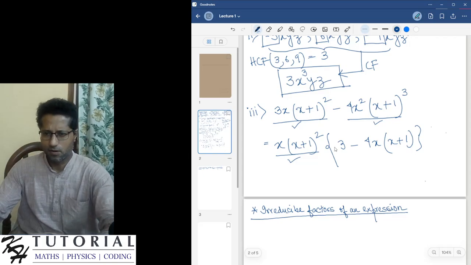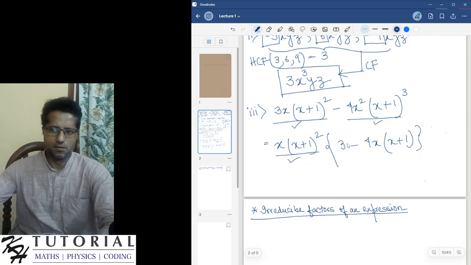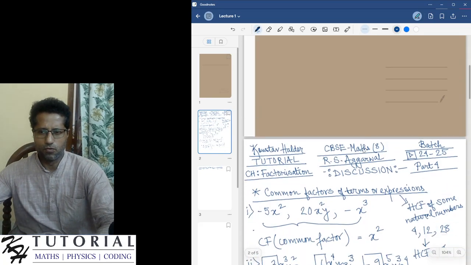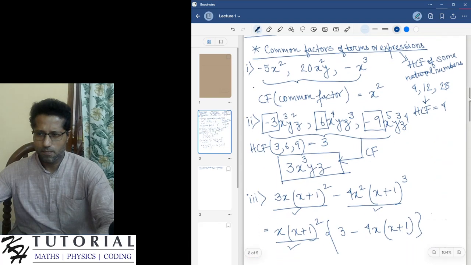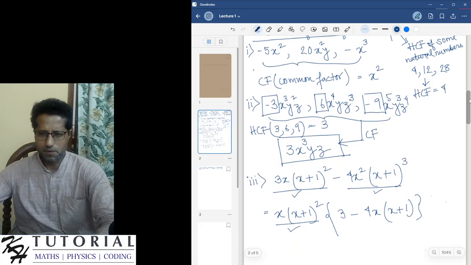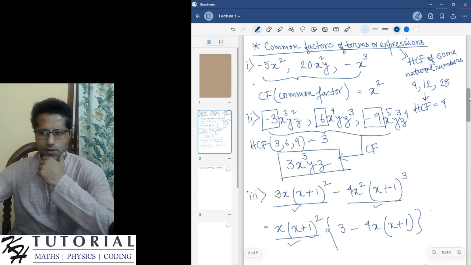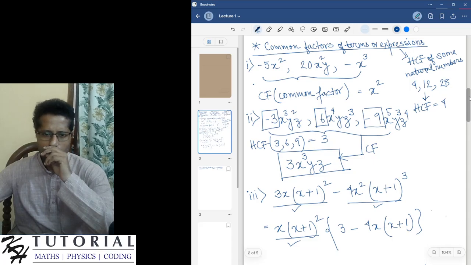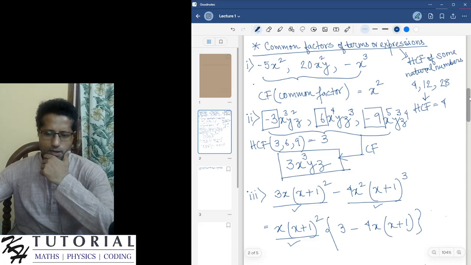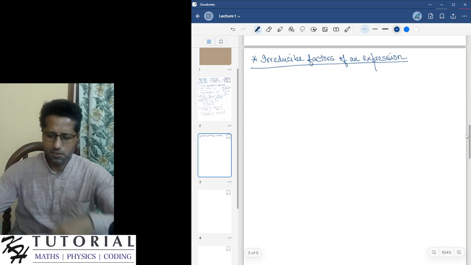So the common factor also works for an algebraic expression. It works for terms, and it also works for algebraic expressions. Okay, so this was common factors. This is very important to understand, because these are very fundamentals in the factorization of algebraic expressions and creating factors. Okay, now what is irreducible factors of an expression?